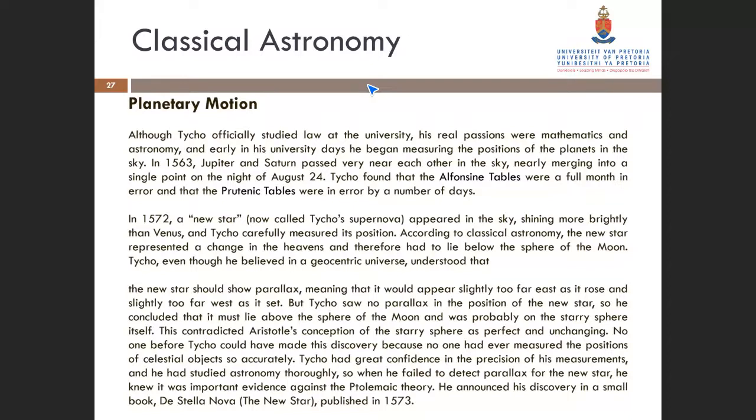So he concluded that it must lie above the sphere of the moon and was properly on the starry sphere itself. This contradicted Aristotle's conception of the starry sphere as perfect and unchanging. No one before Tycho could have made this discovery because no one had ever measured the positions of celestial objects so accurately. Tycho had great confidence in the precision of his measurements, and he had studied astronomy thoroughly. So when he failed to detect parallax for a new star, he knew it was important evidence against the Ptolemaic theory. He announced the discovery in a small book, De Stella Nova, published in 1573.